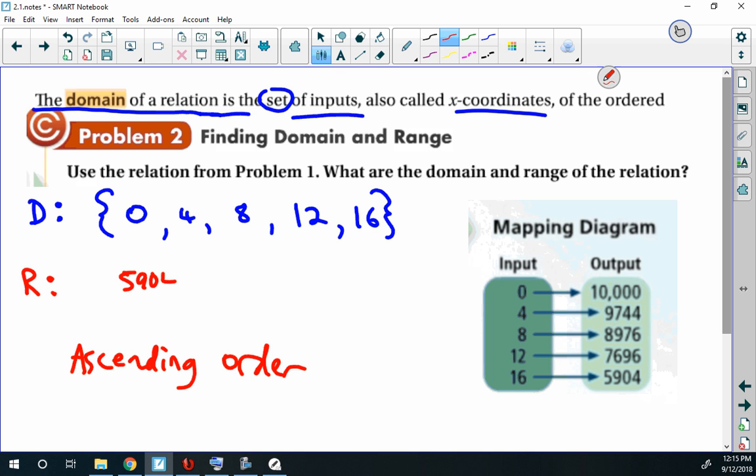So we got 5904, comma, 7696, comma, 8976, 9744, and 10,000. Here's an interesting proposition. Should I put the comma in between the 10 and the 1,000 for 10,000? Probably not. It's going to get confusing. So what else do I need here? Braces, yeah. So I don't think we defined a range, but hopefully you can see that since the domain is the set of all the inputs, the range is the set of all the outputs. Okay.